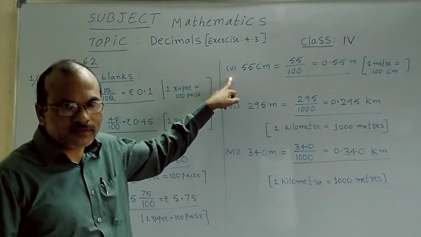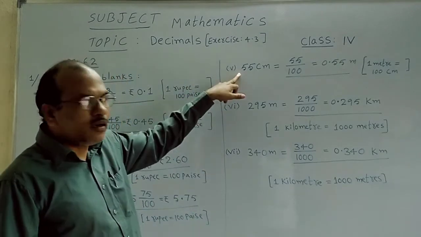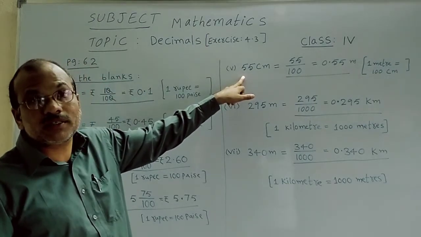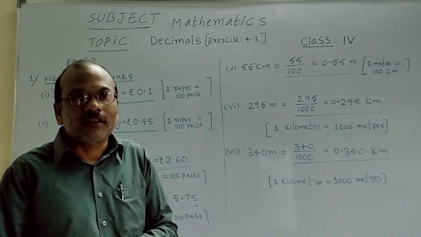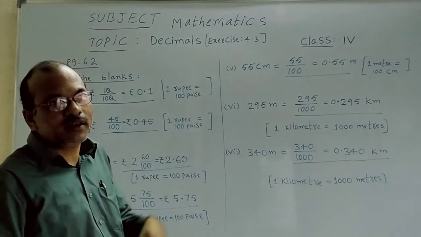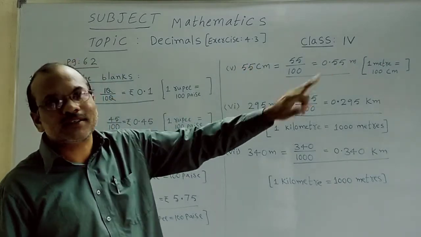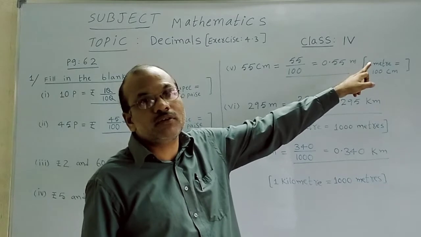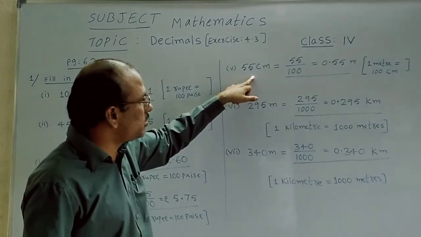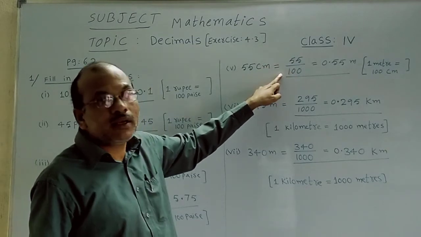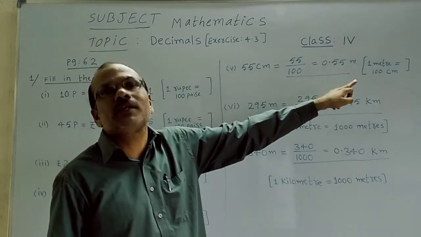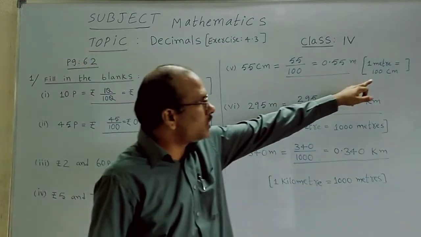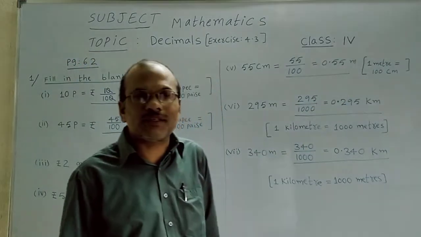See here, the 5th bit. Already 4 bits are over, now the 5th bit in exercise 4.3. Now the 5th bit: 55 centimeters should be converted into meters. The rupees to paise relation is already over. Now here, centimeters to meters, that only I have written. 1 meter is equal to 100 centimeters. Now 55 centimeters is equal to 55 divided by 100, because we have to convert into meters. To convert centimeters into meters, we should divide by 100, because we are using the knowledge that 1 meter is equal to 100 centimeters here.